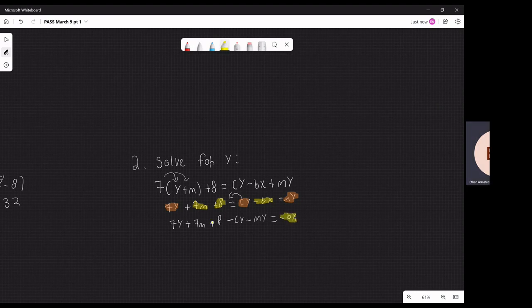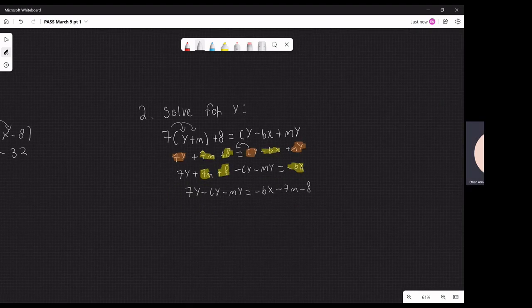Now we still want to move all of these terms, all these yellow highlighted terms to the other side because they don't contain a y. Oh, and here as well. So we will move those over as well. Equals negative bx minus 7m to bring it over, minus 8. And now finally, we have all of our terms that have a y on one side and all the terms that don't have a y on the other side.